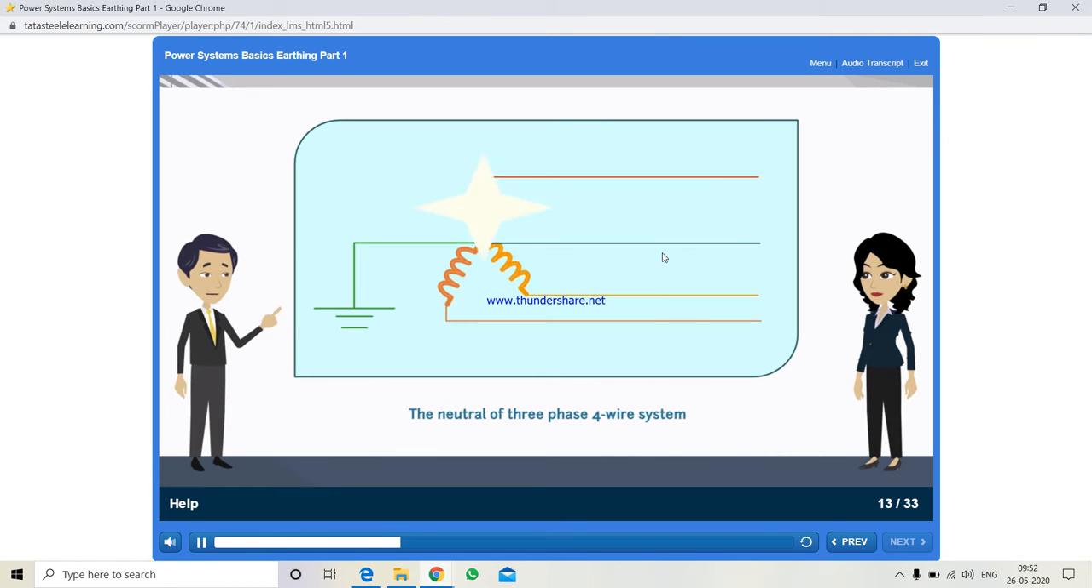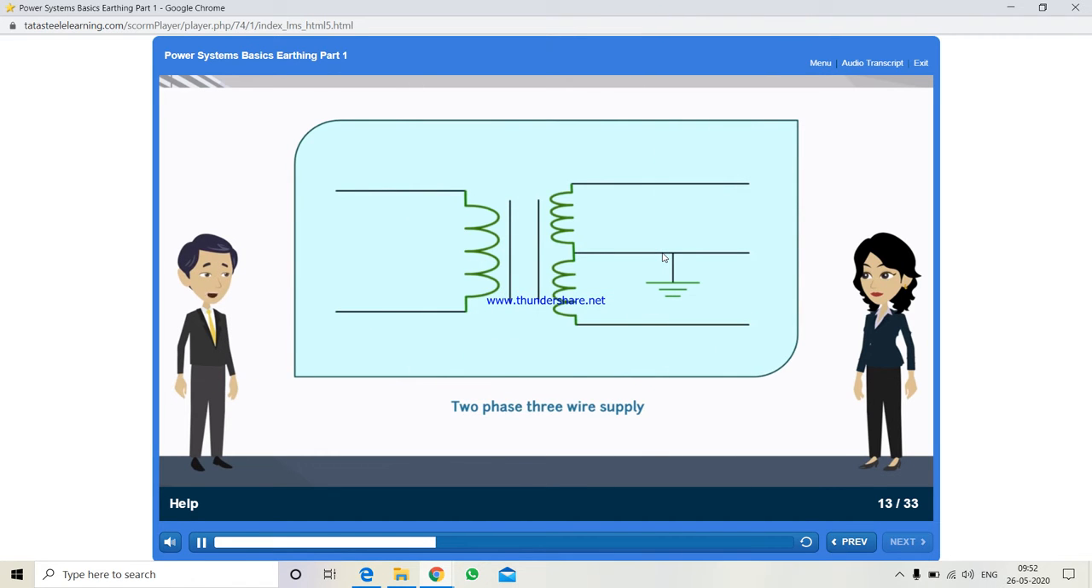The neutral of three-phase four-wire system. This image shows three phases denoted by IA, IB and IC and neutral M. As you can see, the neutral is grounded denoted by the green line. Next, the middle conductor of two-phase, three-wire system.